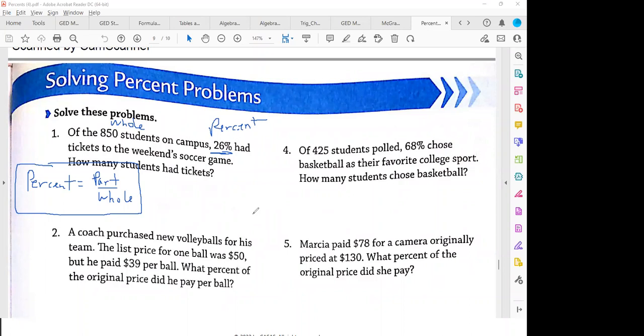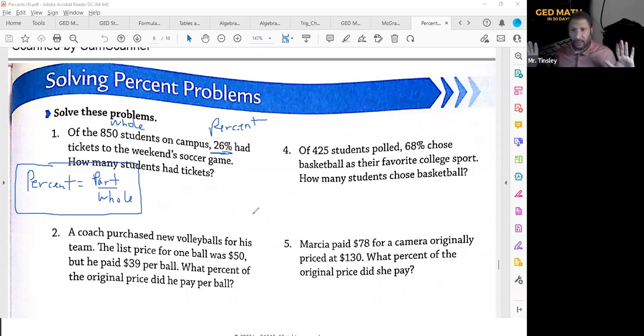Listen, you have to understand one step equation is easy. Opposite of subtraction is addition. Opposite of addition is subtraction. The opposite of multiplication is division. The opposite of division, you have to know how to do a one step algebraic equation. Mr. Tinsley, is this algebra? Yes. If you have an unknown, we're talking about algebra.